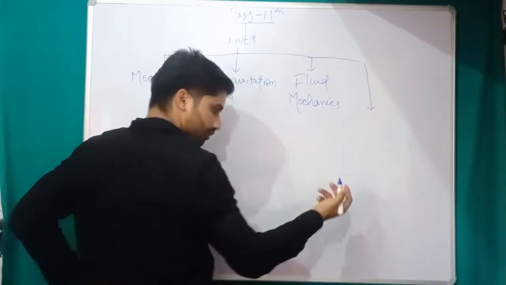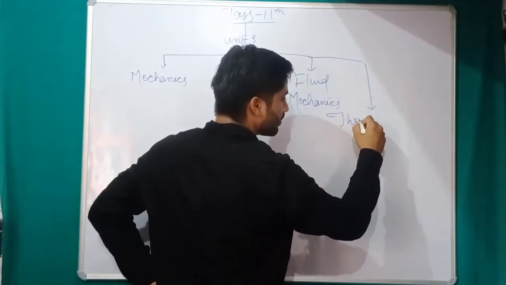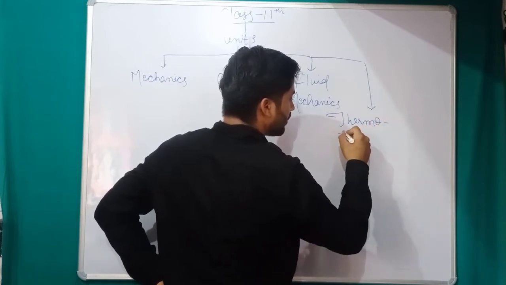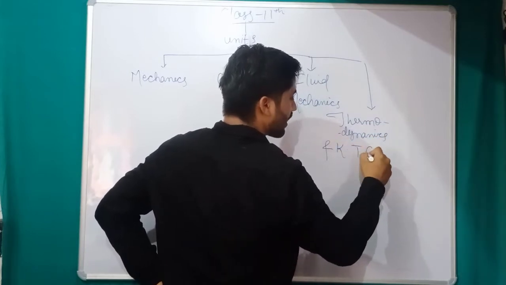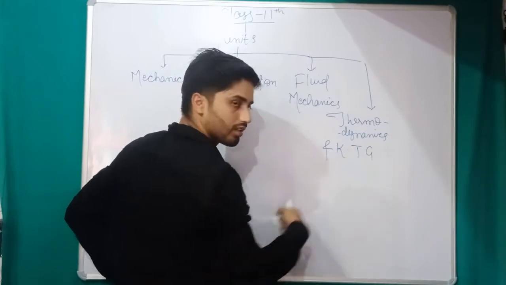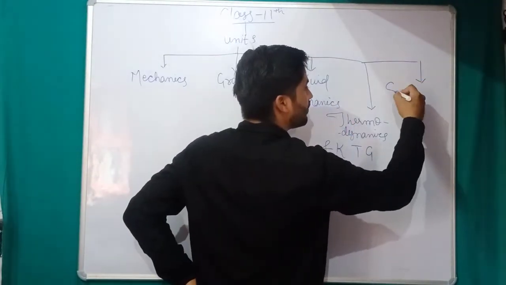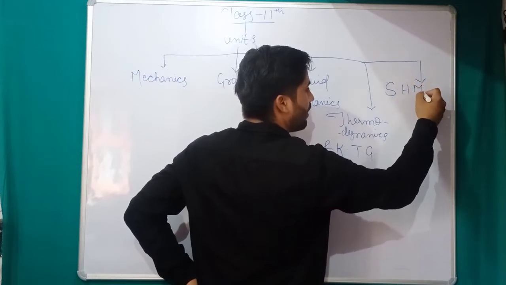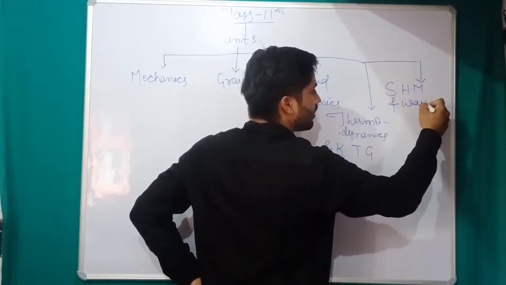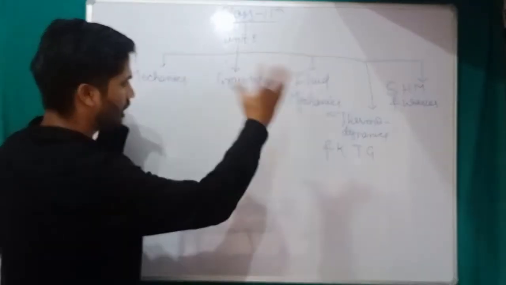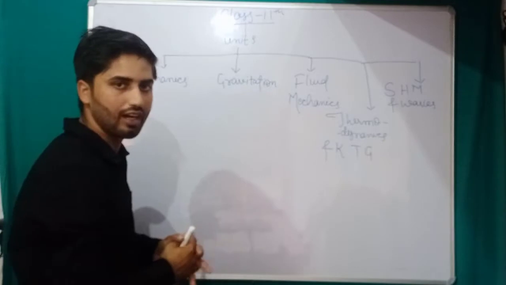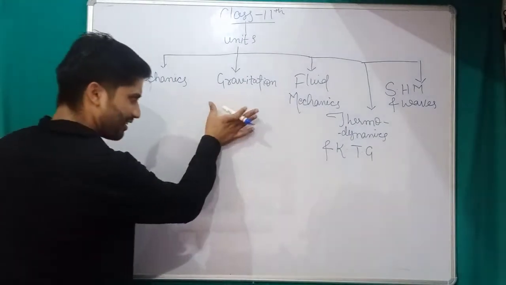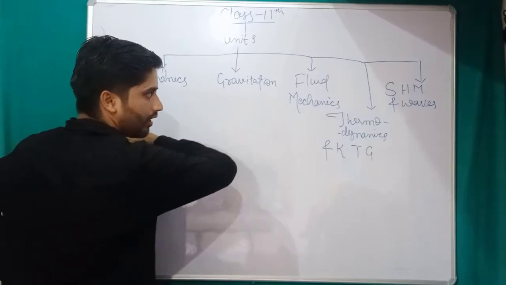Then there is thermodynamics and KTG, that is kinetic theory of gases. And lastly, there is SHM and waves. This is the whole syllabus of class 11th. Isn't it a very short kind of syllabus? There is nothing to worry about, the syllabus is not vast; the syllabus is very short.